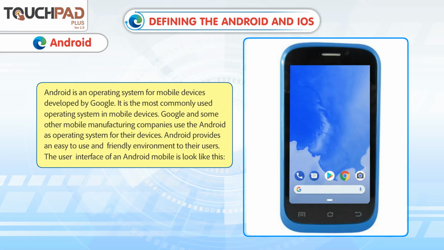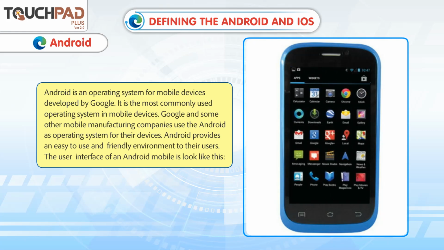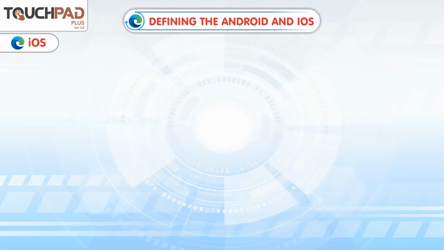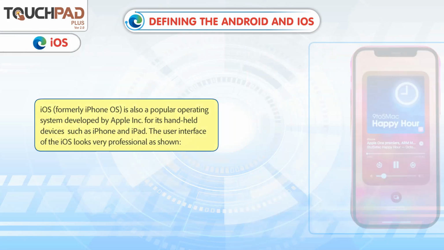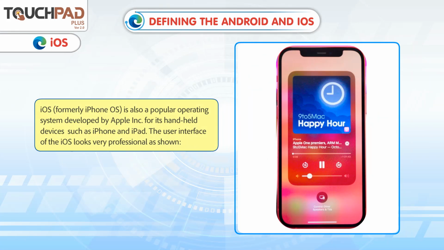The user interface of an Android mobile looks like this. iOS, formerly iPhone OS, is also a popular operating system developed by Apple Inc. for its handheld devices such as iPhone and iPad. The user interface of the iOS looks very professional as shown.